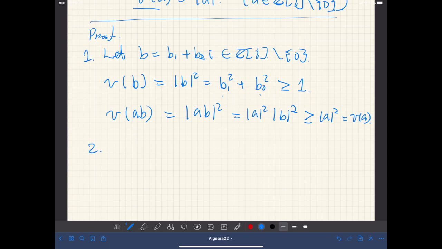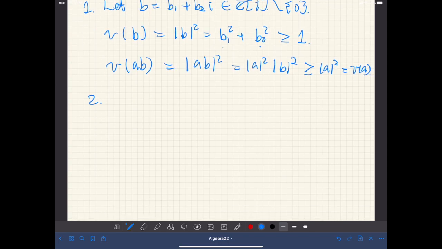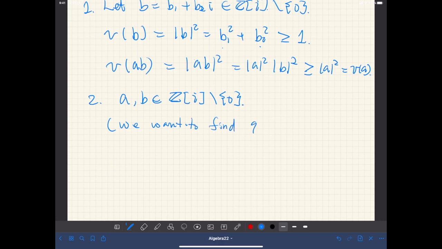And second property, let's say A and B are elements of Z of I except for 0. Then we want to find Q and R such that A is equal to BQ plus R.